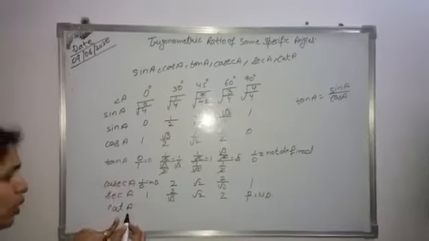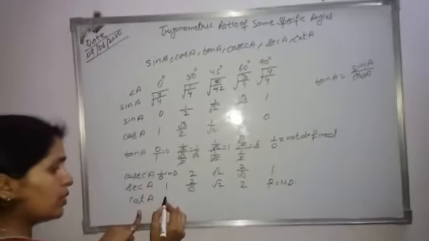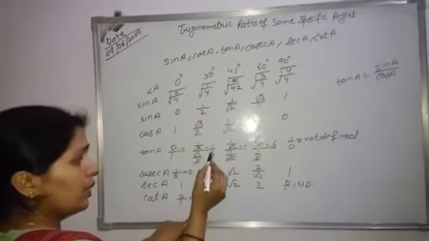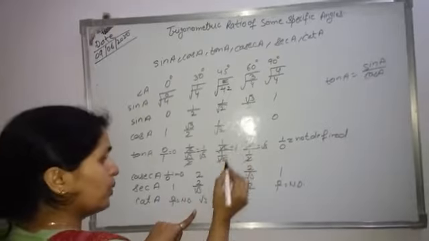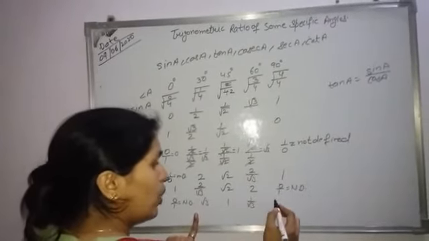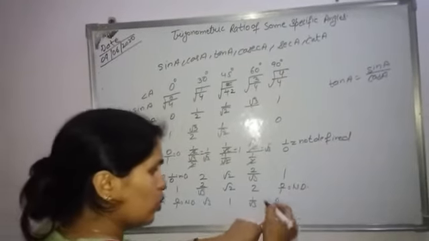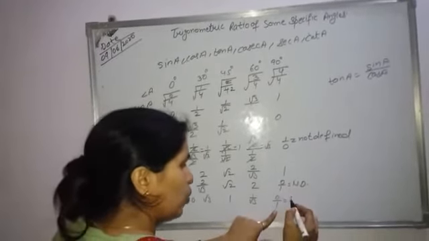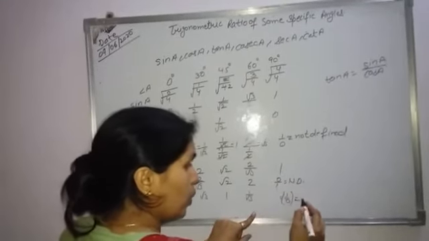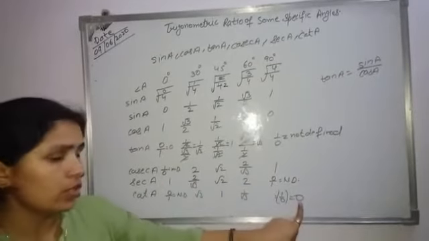Last is cot. Cot is the reverse of tangent. The reverse of 0 is 1 divided by 0 and this value is not defined. Next one is root 3. Next one is 1 and next is 1 by root 3, and for the not defined value, it means 0 divided by 1, it can be any number. So the reverse of that number is equal to 1 upon 0, and the value is taken as 0. So at 90 degree, the cot value is equal to 0.